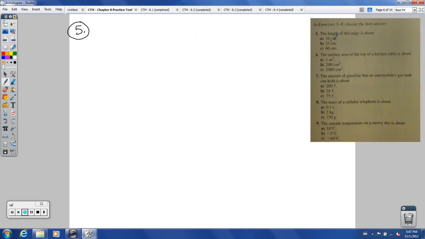So the length of this page, 10 centimeters, that's going to be 10 divided by 2.5-ish, which would be 4 inches. That's a little too small. So I would say it's not A. 25 centimeters seems to make a little more sense. 60 centimeters, there's about 12 inches in 30 centimeters. If you multiply 2.5 times 30, you get that. So that's a little bit too big too. So I'm going to say this is B, and I'll show you why over here using this table more.